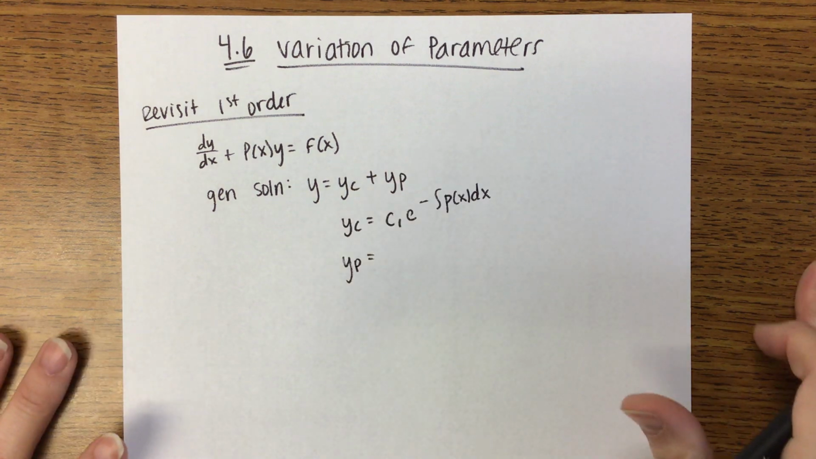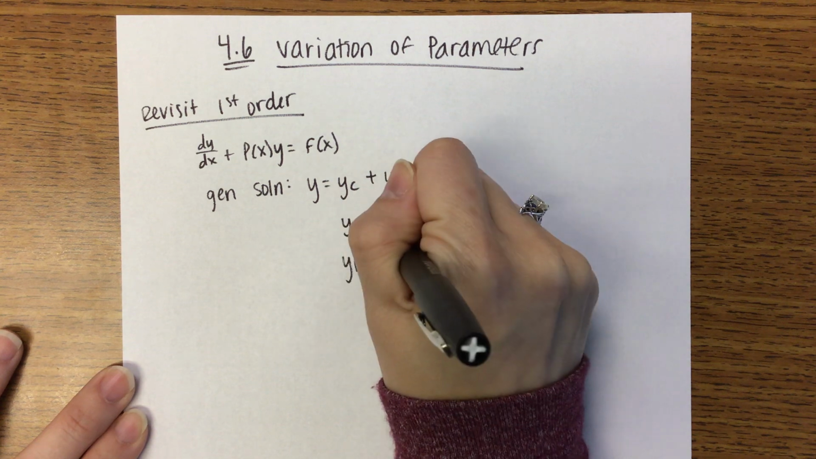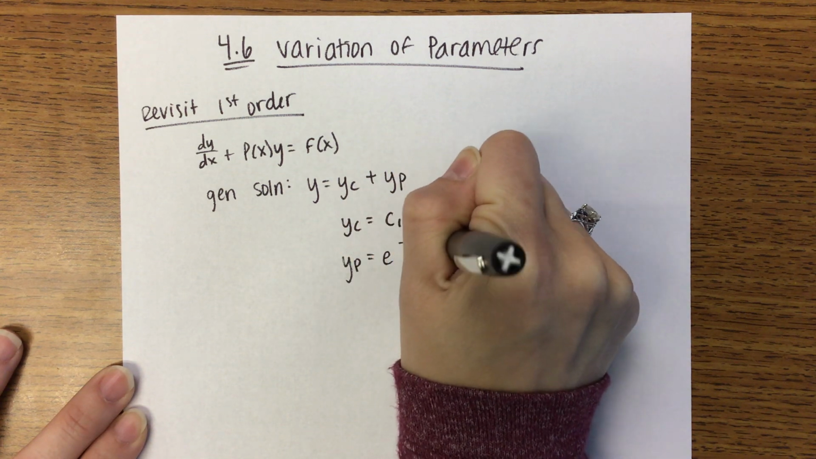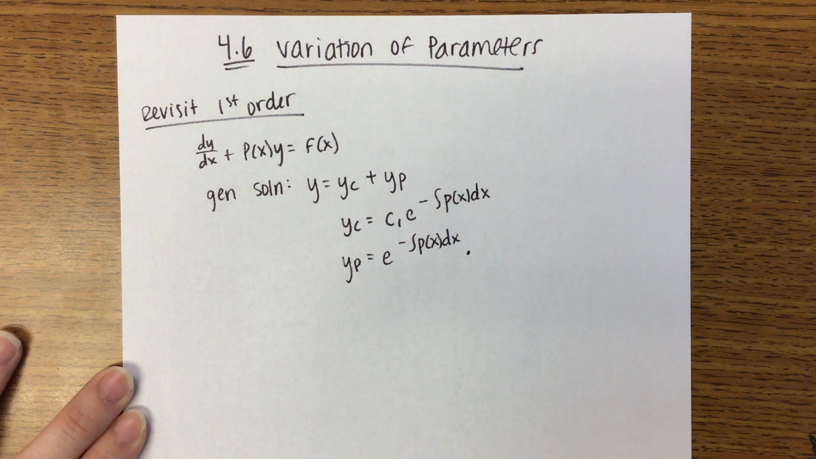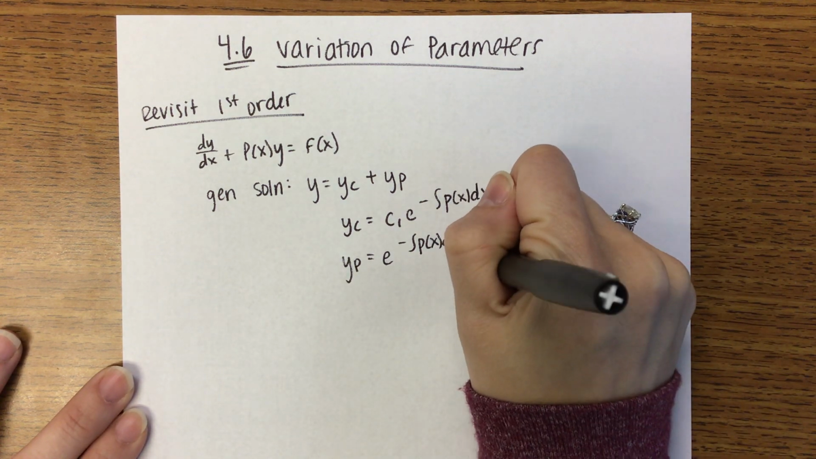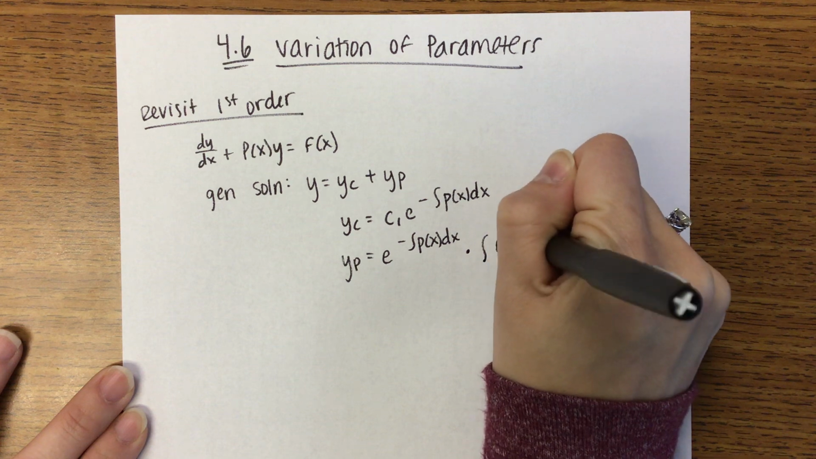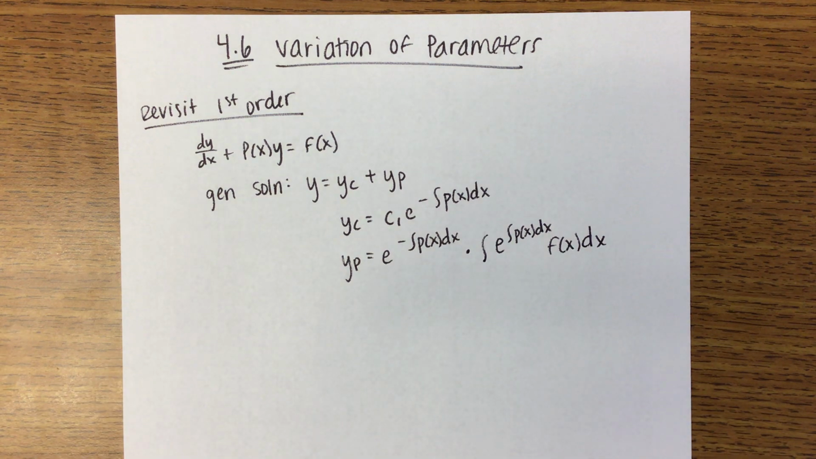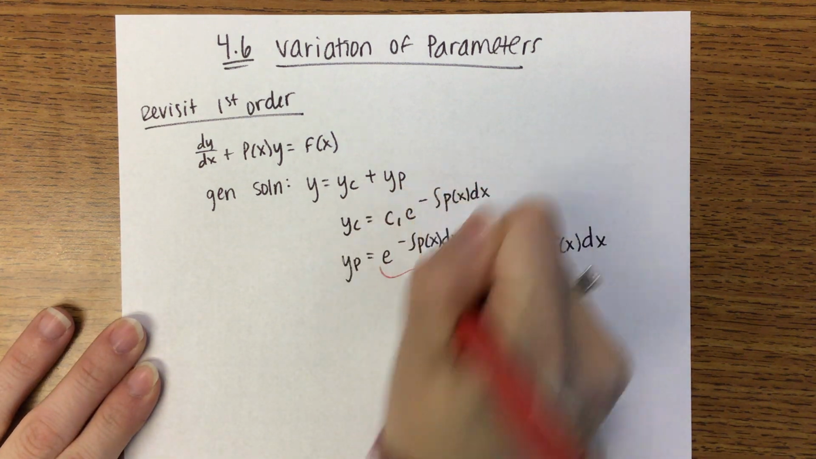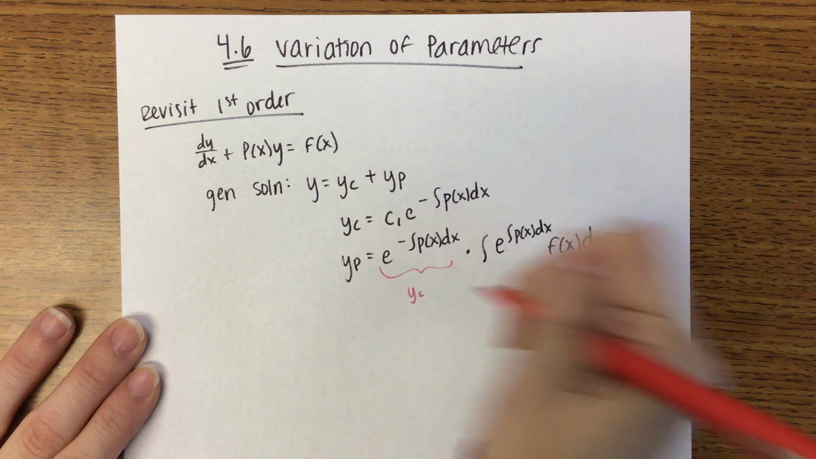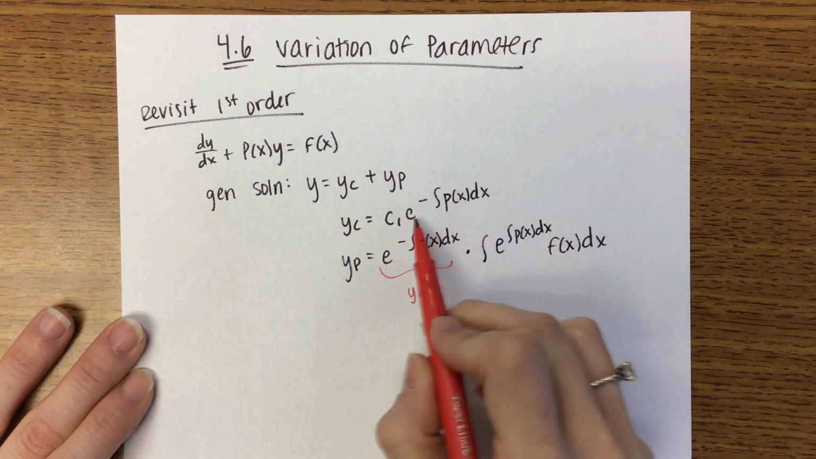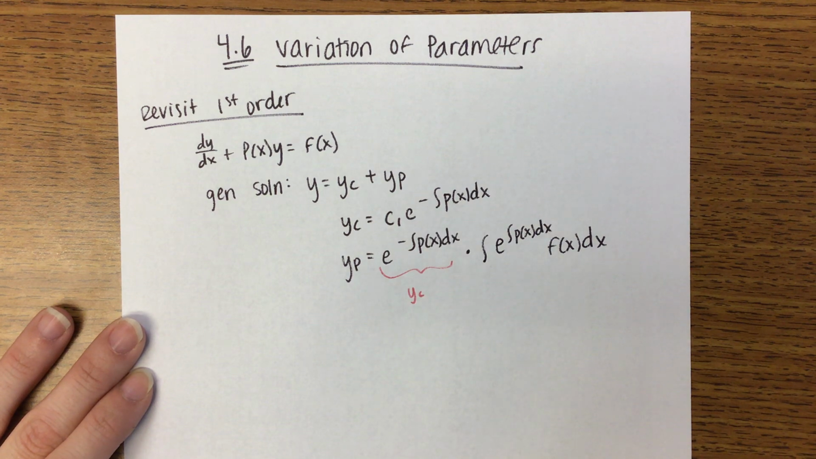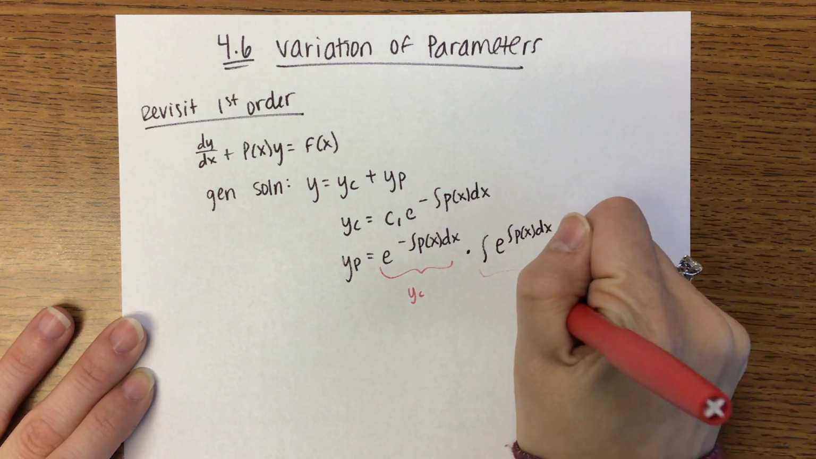The particular solution would be the following: e to the negative integral of p of x dx, times the integral of e to the integral of p of x dx times f of x dx. This is a multiple of the complementary solution, or the complementary solution without the constant. This we're going to call u.